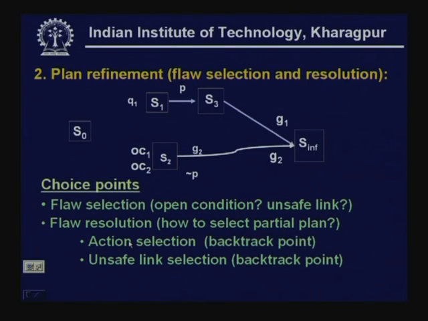So, for flaw selection we have several choices. The choices are the open conditions in the plan and the unsafe link. The flaw resolution deals with how we select partial plans. Here we can select a particular action and treat this as a backtrack point, or even for finding the unsafe links we can use backtrack search.